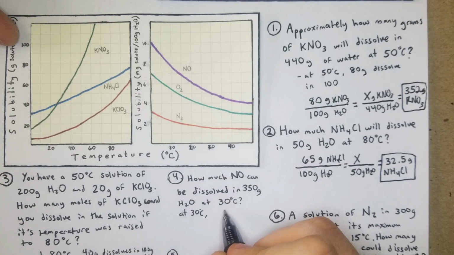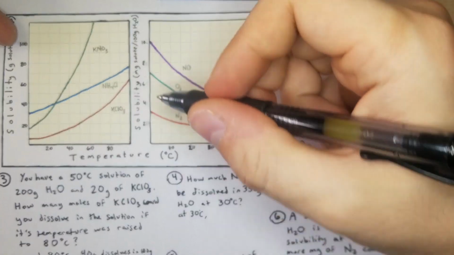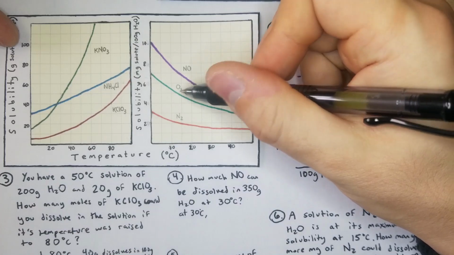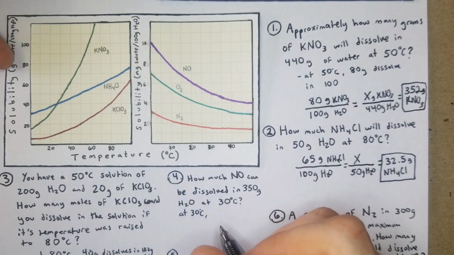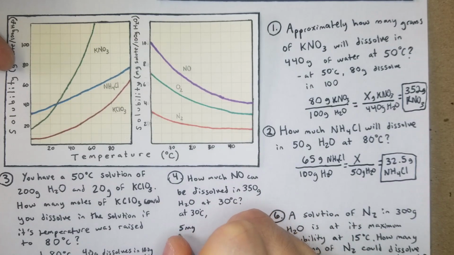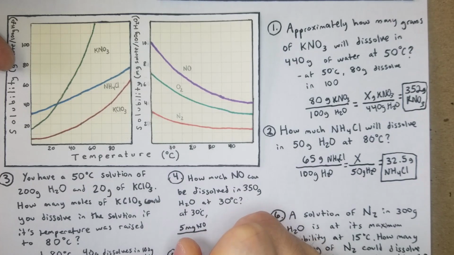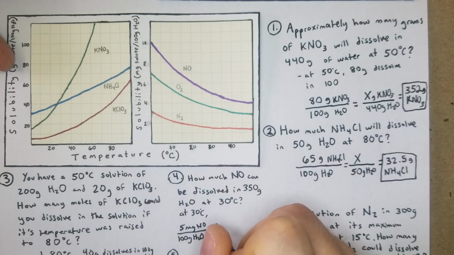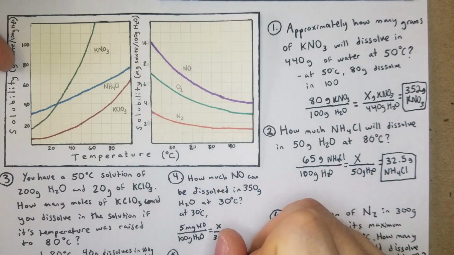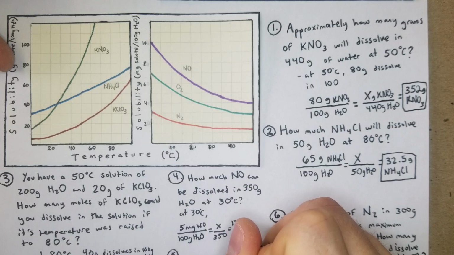So here at 30 degrees, we're looking at the temperature down here, 30 degrees, and we're looking at NO. That's going to be between the 4 and the 6, so it's going to be 5. So at 30 degrees, we have 5 milligrams of NO per 100 grams of water. And that's going to equal X over 350. And then we're just going to cross multiply and divide. Okay. 17.5 milligrams of NO.